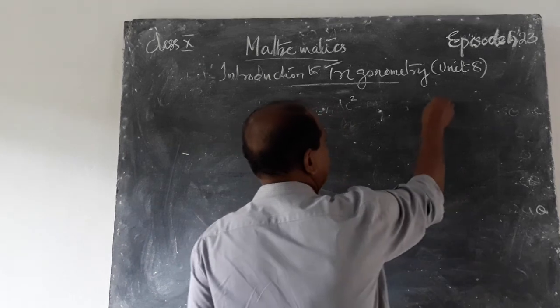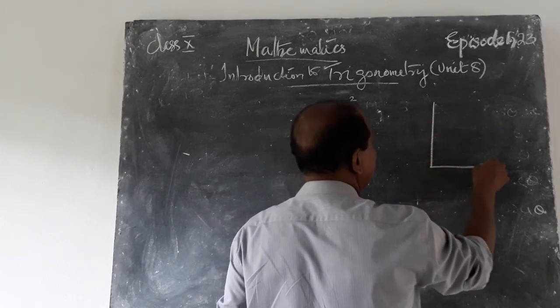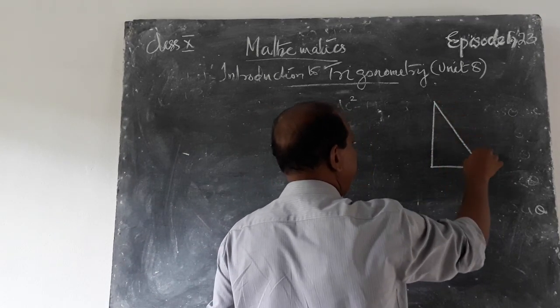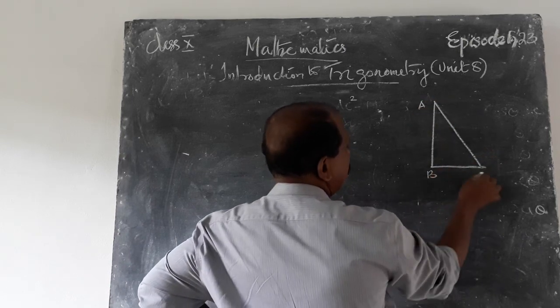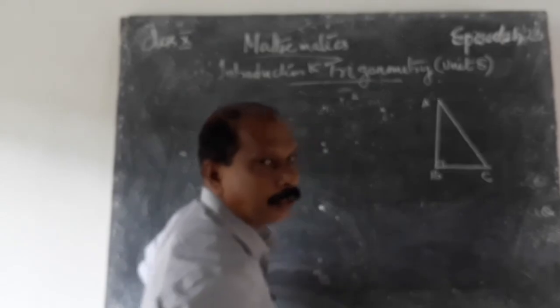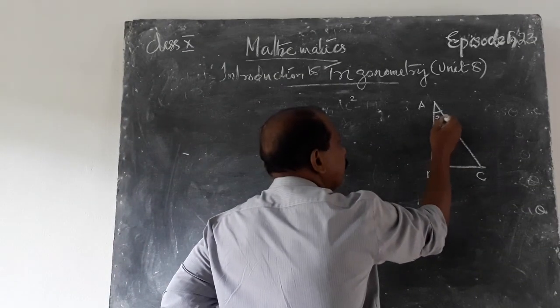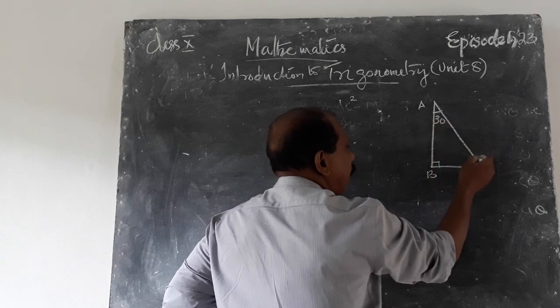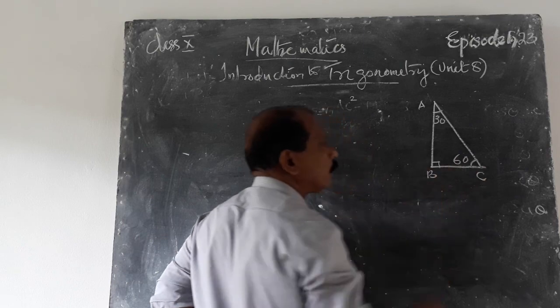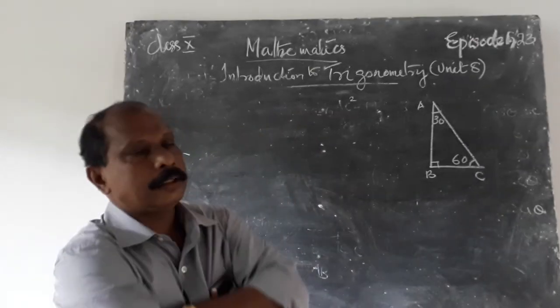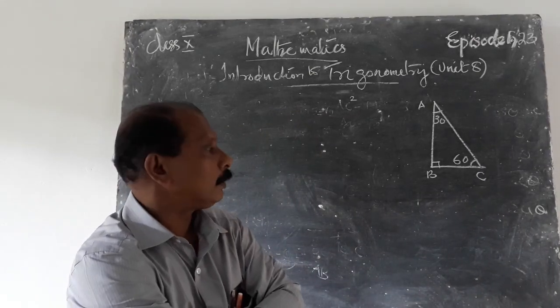Then there is another right angle triangle ABC, right angle at B. The angle at A is 30 degrees. We know that the angle at C is 90 minus 30. What is it? 60. The angle at A is 30 degrees. Therefore, the angle at C is 60 degrees.